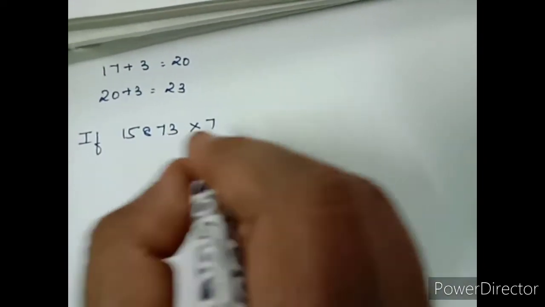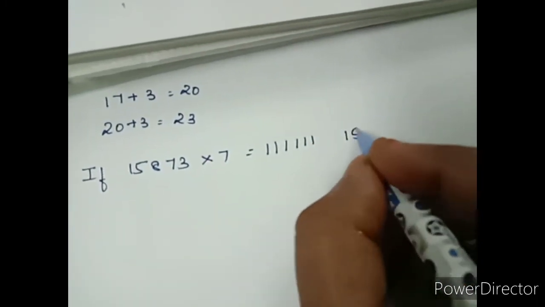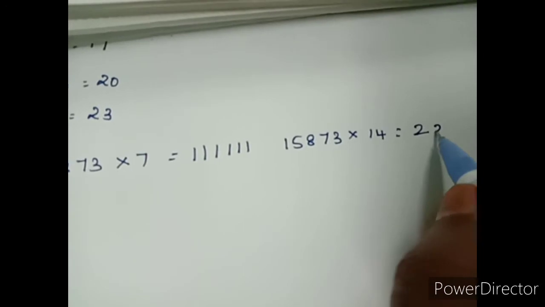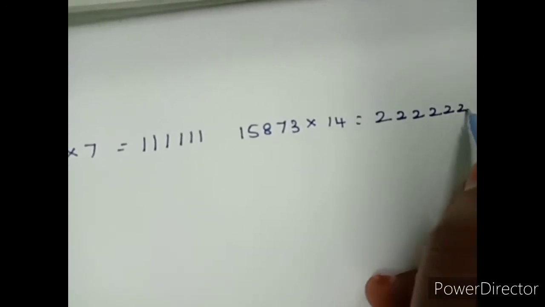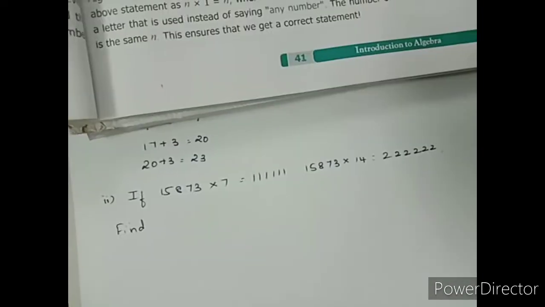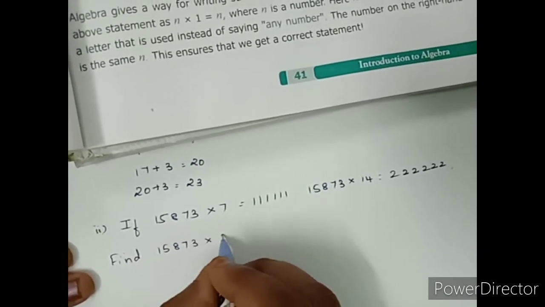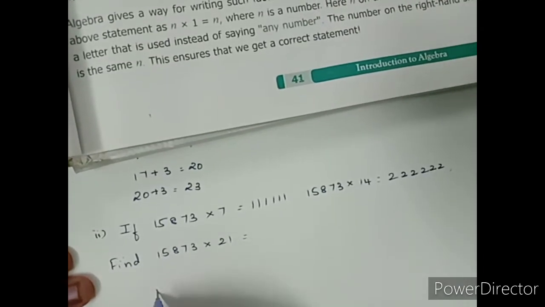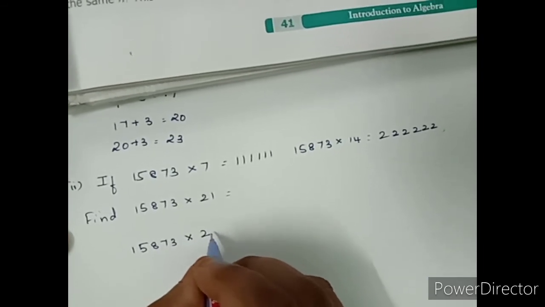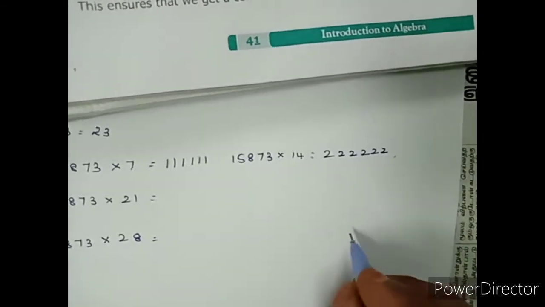15,873 into 7, it is 111,111. And 15,873 into 14, it is 222,222. And what we are going to find is 15,873 into 21, and 15,873 into 28. So these two we are going to find. So we'll go with the multiplication.